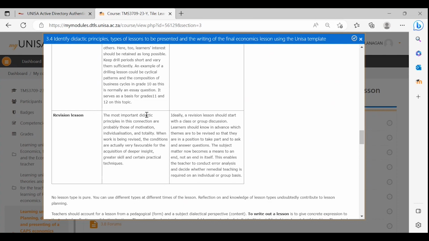The most important didactical principles in this case are probably those of motivation, individualization, and totality. When work is being revised, the conditions are actually very favorable for the acquisition of deeper insight, greater skills, and certain practical techniques. Right. No lesson type is pure. You can use different types at different times of the lesson.